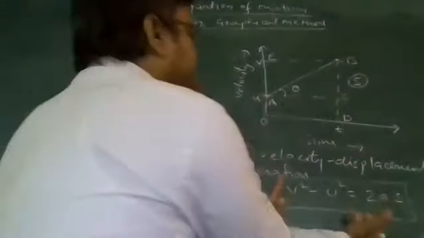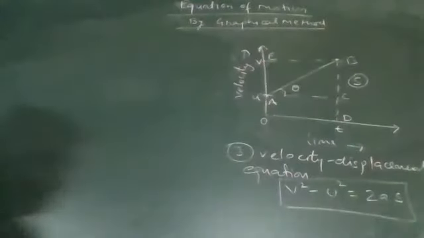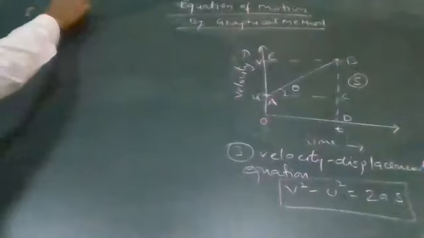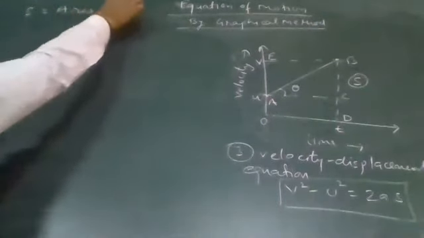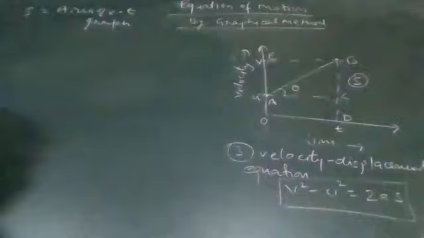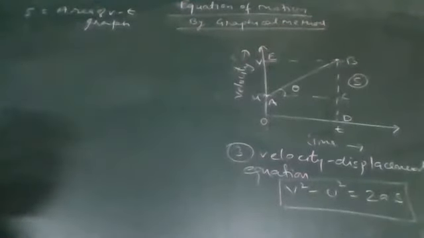Now I will derive this relation also by use of this VT graph. How will I derive it? I will use only this equation. What is S? S is equal to the area of the velocity time graph. That is my equation.